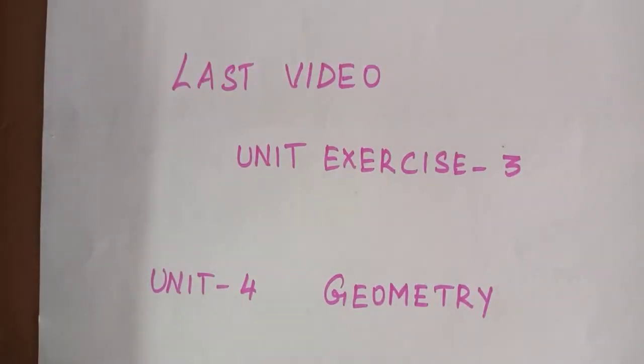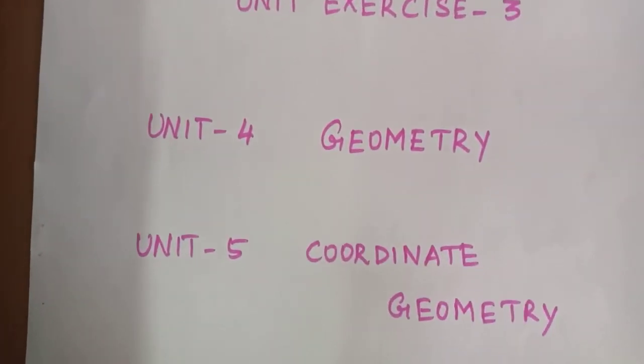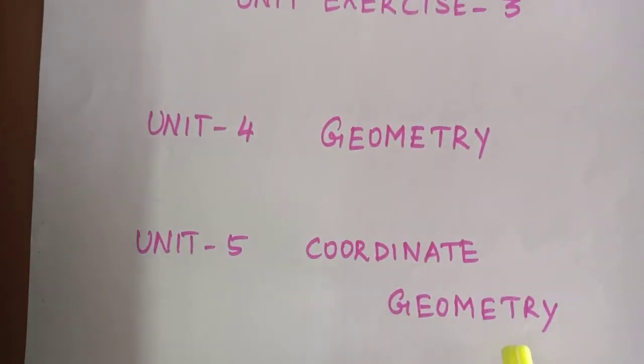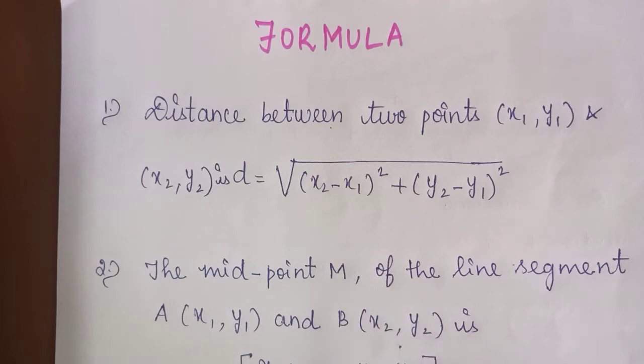Happy morning students. Last video we saw unit exercise 3. The next unit is geometry, so we are skipping that unit. Next unit is unit 5, coordinate geometry. So today we are going to see unit 5, coordinate geometry. We are going to recall some formulas.